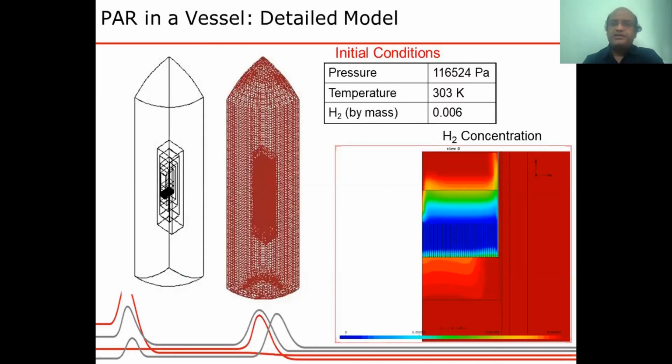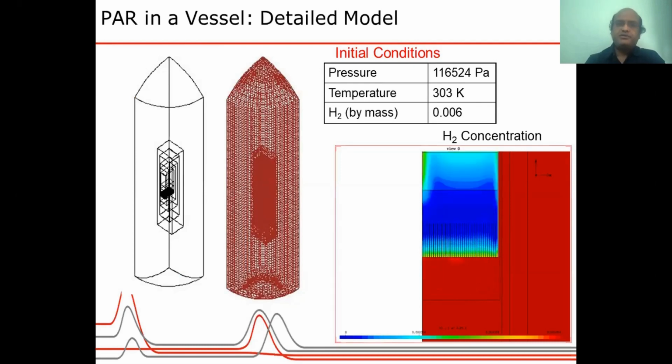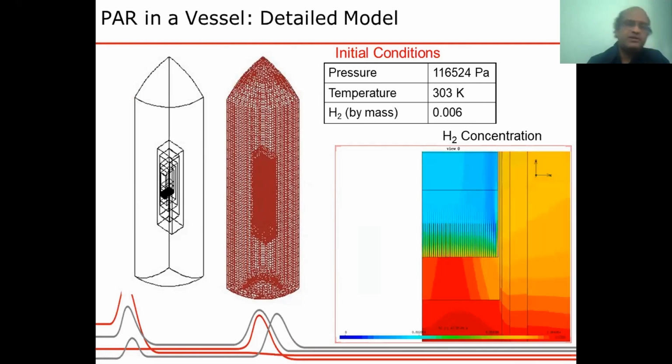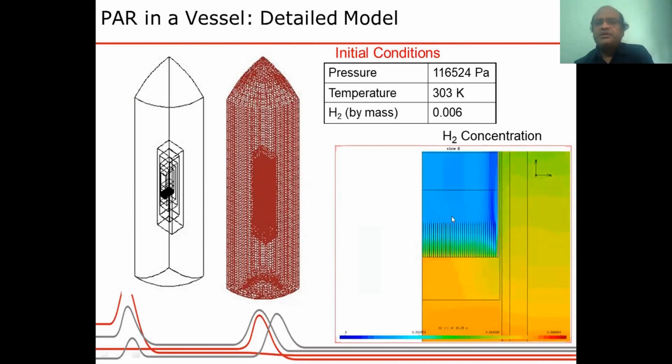So here, what is shown is a large containment, a large room, and the recombiner is placed at the center, and the whole region is filled with hydrogen-air mixture. On the right-hand picture, the animation, we can see the recombiner plates here.